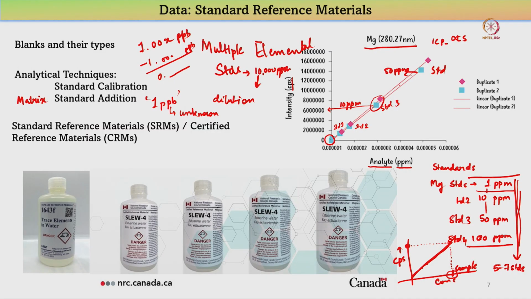Now, generally the standard addition technique is done to correct for matrix effect. That is a particular term called matrix. Now, what is matrix? Matrix is basically the nature of the water itself. For instance, different water types have different properties, based on their chemical constituents.